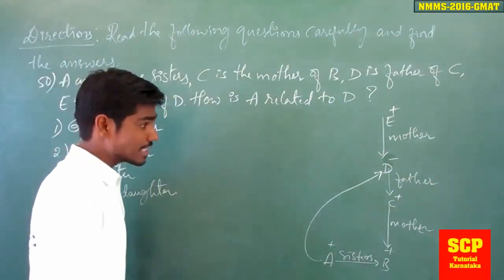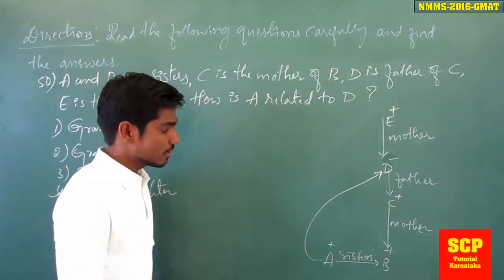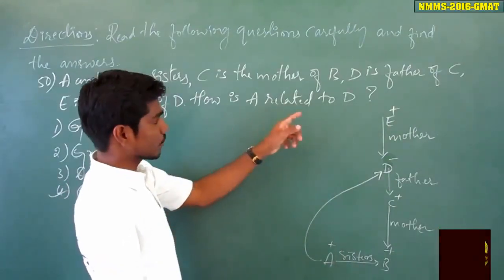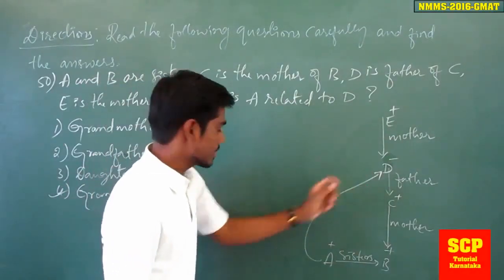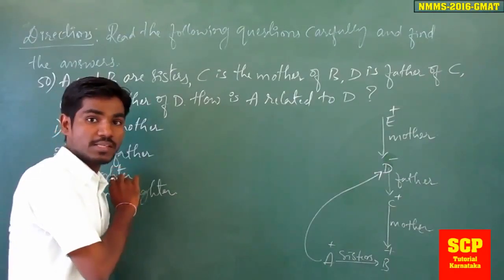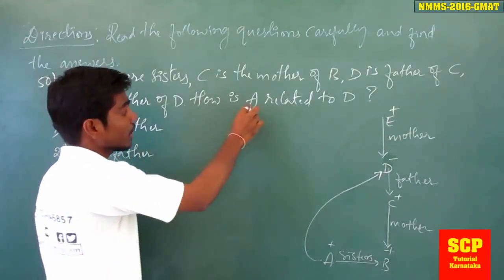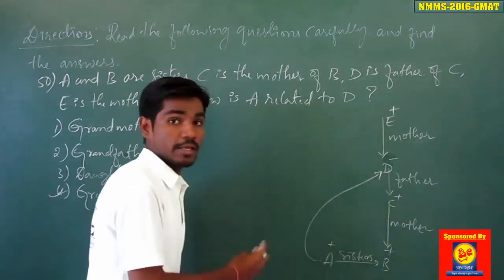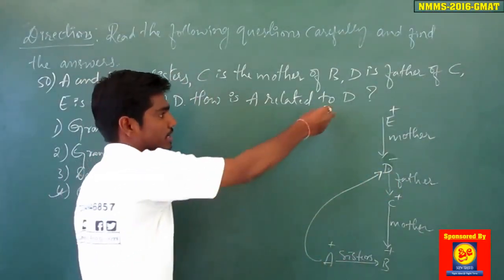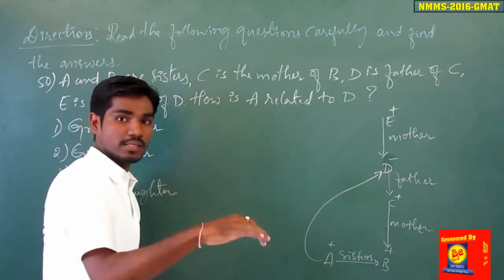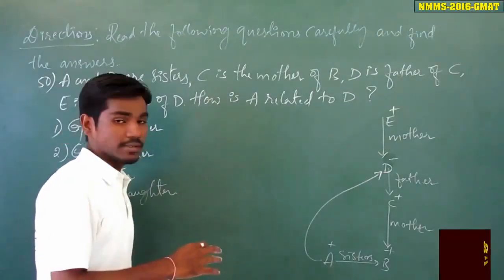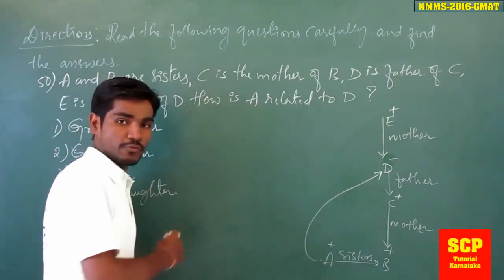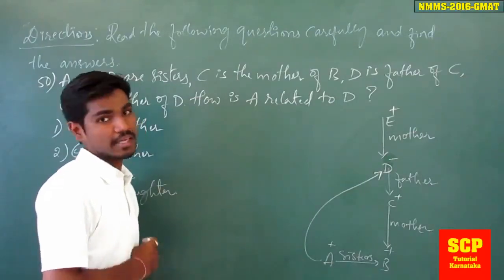Well friends, you may ask me or you may answer me that how is A related to D means you may say as grandfather. But what did the question ask? The question asked was how A is related to D, not how D is related to A. If they had asked how D is related to A, then you could have answered as grandfather. Hence, it is important to read the question carefully and find the exact relation.